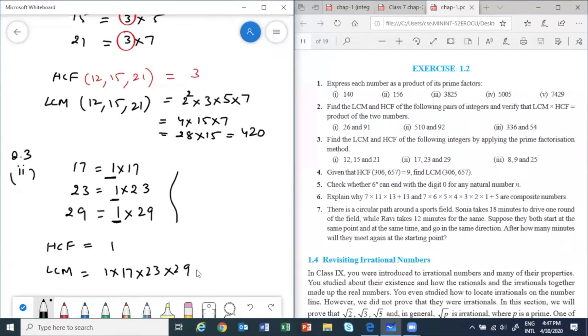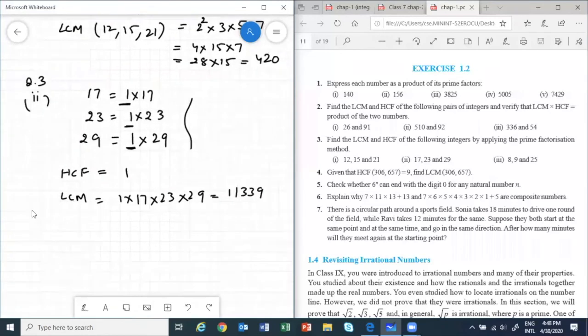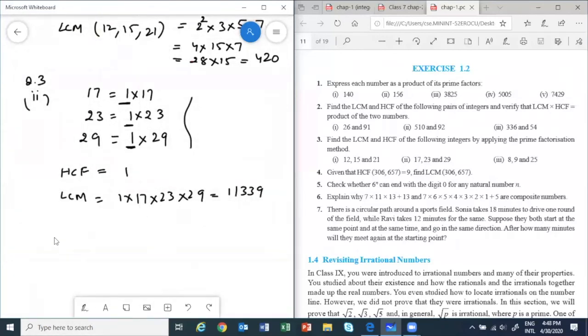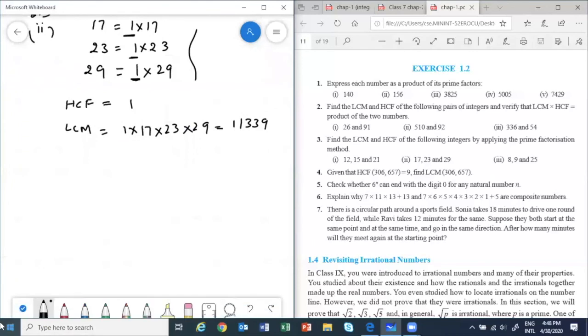Okay. So this we'll have to find, which will come out to be 11,339. Clear? So this is like a little trick question. All prime numbers, you may think there's no HCF. No, it has a HCF, and that HCF is 1.